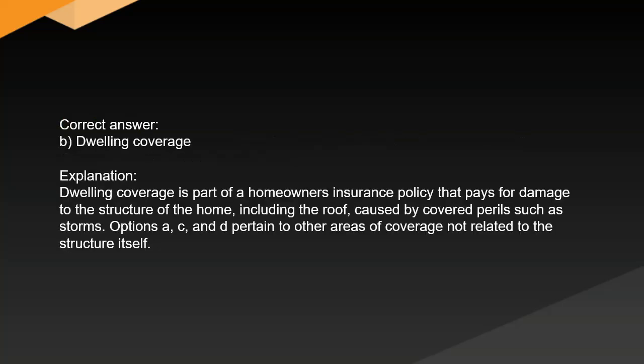Correct answer. B. Dwelling coverage. Explanation. Dwelling coverage is part of a homeowner's insurance policy that pays for damage to the structure of the home, including the roof, caused by covered perils such as storms. Options A, C, and D pertain to other areas of coverage not related to the structure itself.